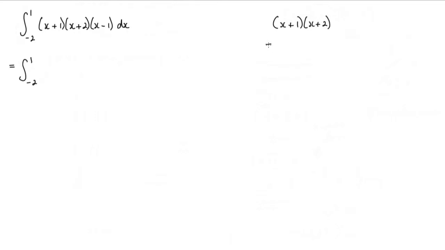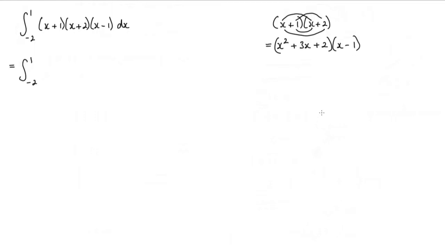Well, here we would get an x squared term here. We would have an x term here and a 2x. That would give me a plus 3x. And we'd also get a plus 2. Now I need to multiply that by x minus 1.